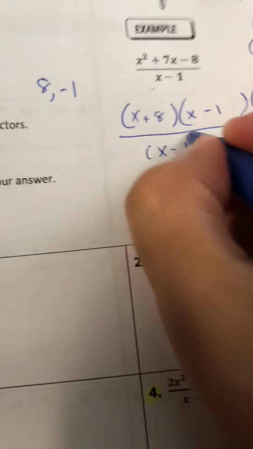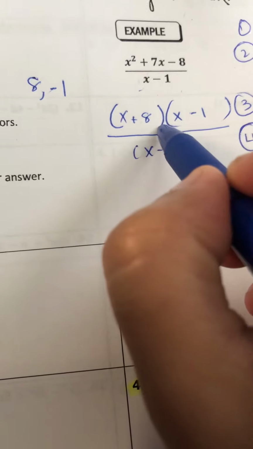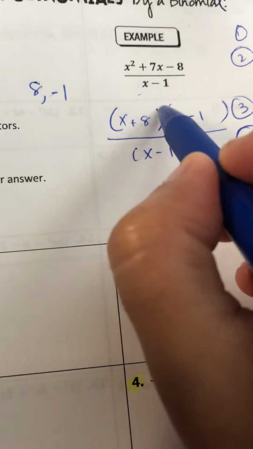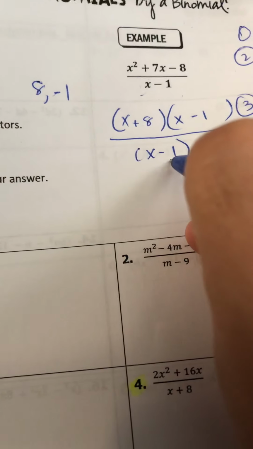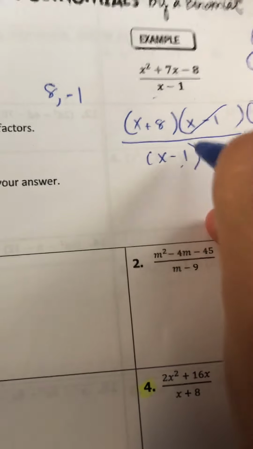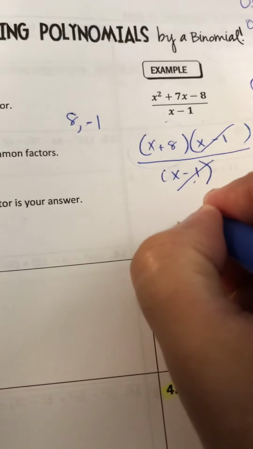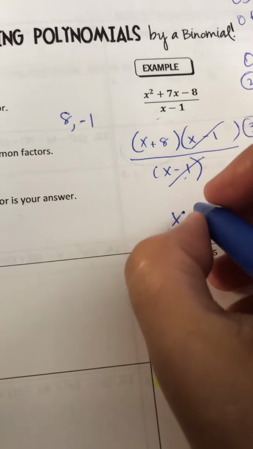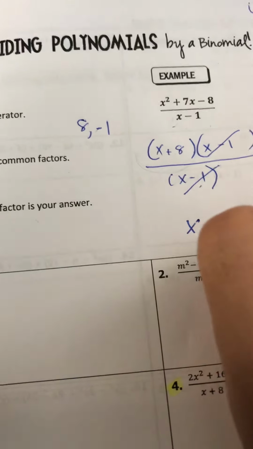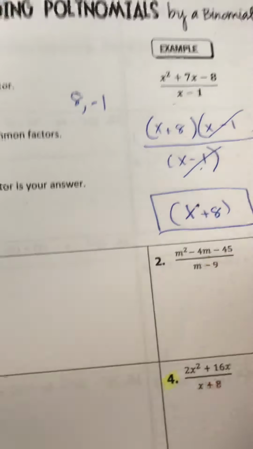I have it here. Now these two factors are being multiplied with each other. There is no plus or minus sign in between. Now I can cancel one of the common factors in the numerator and the denominator. This divided by this gives me 1. Now the remaining factor is your final answer. So my final answer is x plus 8. This is my final answer.